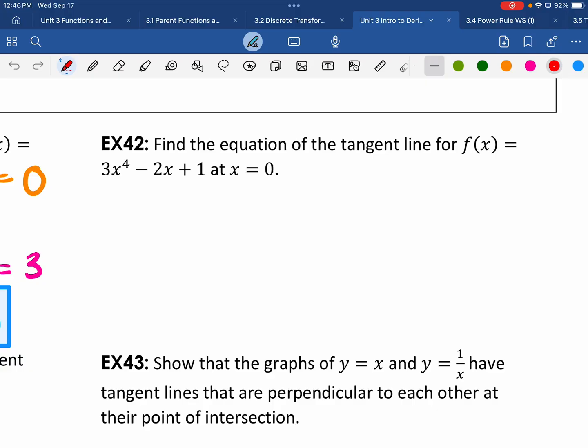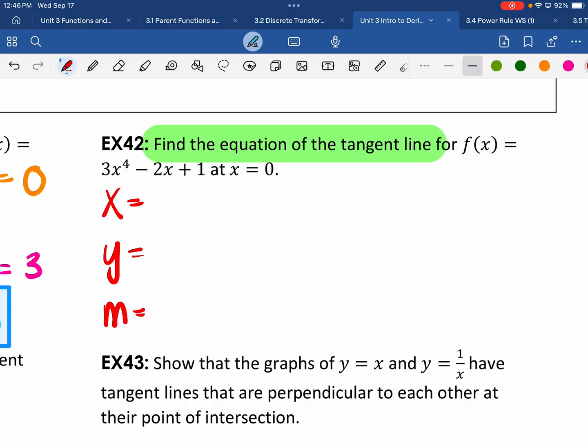Okay. On 42, find the equation of a tangent line for f of x equals 3x to the 4th minus 2x plus 1 at x equals 0. So same thing, when I see the equation of a tangent line, I write x, y, and m. So if I'm trying to find the equation of a line, I know I need x, I need y, and I need m. Which one does it give me? It gives you x. Gives me x, gives me 0. When I plug in 0 into my original equation, I get 1, because 3 times 0 to the 4th minus 2 times 0 plus 1 is 1.